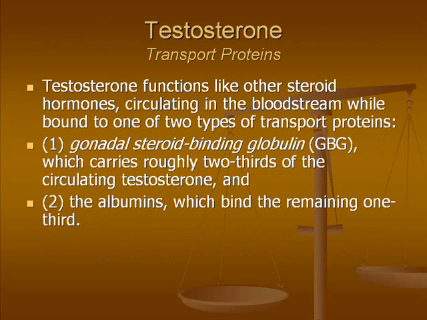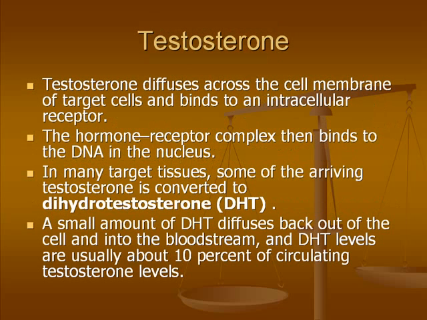Testosterone, like all other steroid hormones, circulates in the bloodstream bound to two types of proteins, gonadal steroid binding globulin, and I'm not going to ask you a question on these, just for FYI, and then the albumins, which bind the remaining one third of the testosterone. Testosterone diffuses across the cell membrane of target cells and binds to intracellular receptors. These receptors are at the target organs. The hormone-receptor complex then binds to DNA in the nucleus.